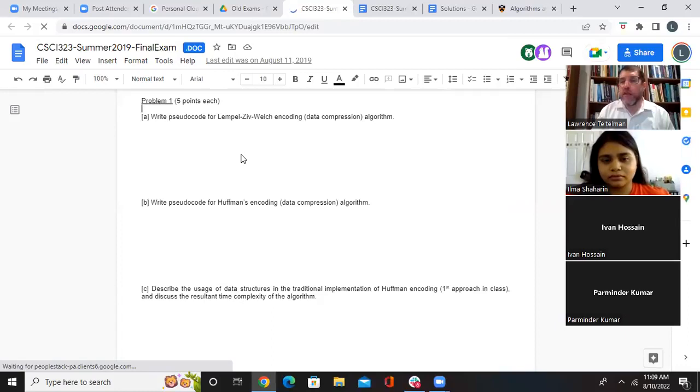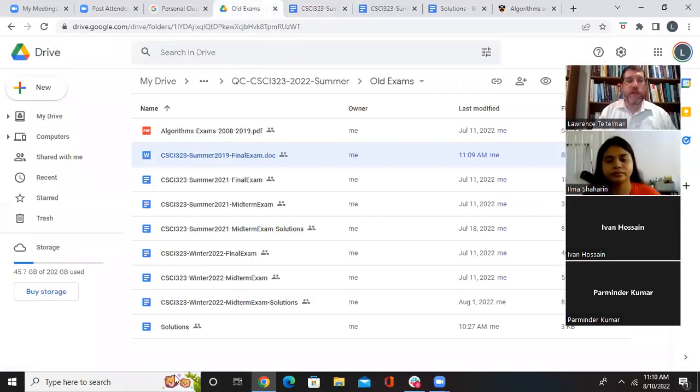Page 20. This is what, on the big PDF? Yeah. Okay. I'm going to go back to the big PDF. We'll go back to the big PDF.